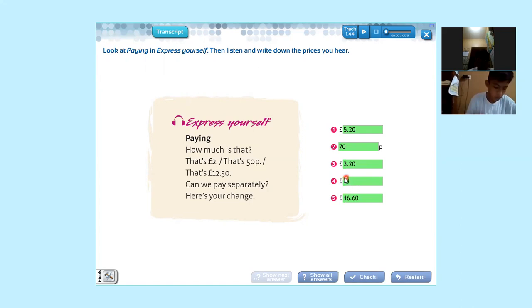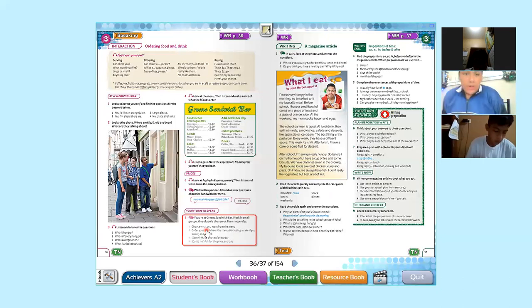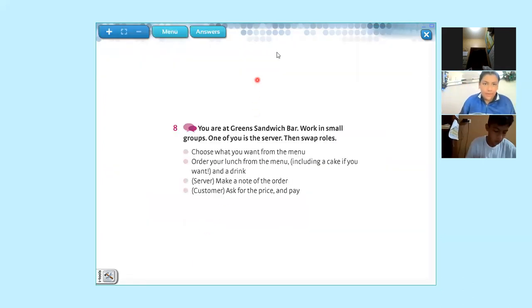31 pounds. And the number 5? 16 pounds, 60. Very good. 16 and 60 pence or 16 pounds 60. And obviously, remember that here we have pounds because it's a British story. Also, you can say dollars. Okay. That is used for that. Conclusion for the part number 1.